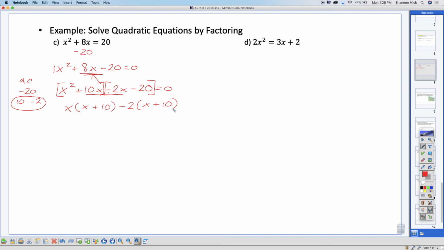Now I have one term right here and another term right here. What do those 2 terms have in common? X plus 10. So I'm going to factor out an x plus 10, and I have left over x minus 2. Then you have to set them equal to 0. It does say solve. So what did I just end up with? Factors. So these are factors.